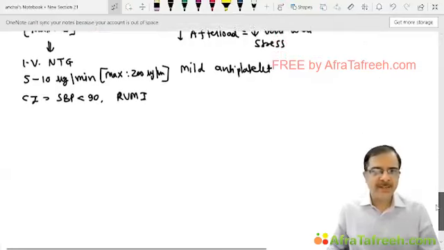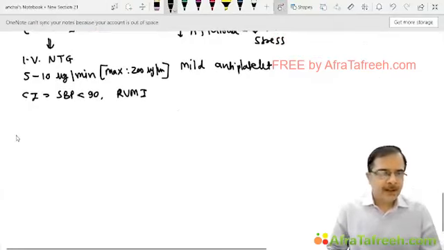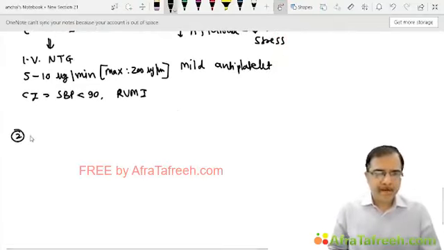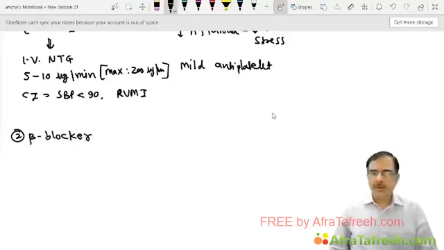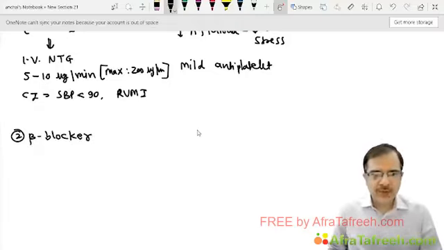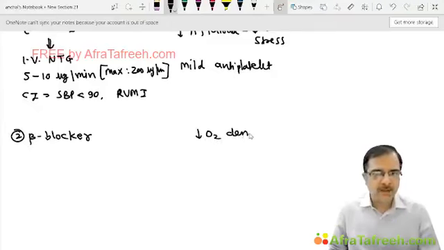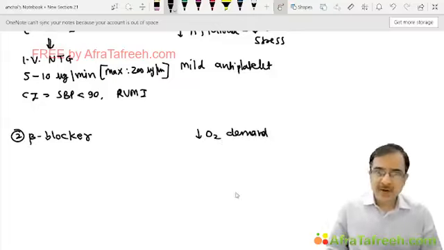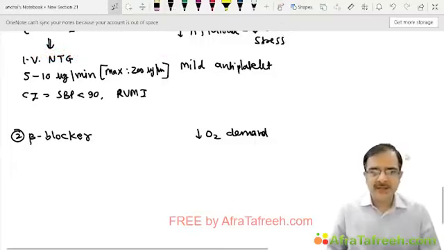Now, come to number 2 of the anti-ischemic therapy. Number 2 is beta blocker. Mechanism of action: beta blocker works by reducing the oxygen demand of the heart.